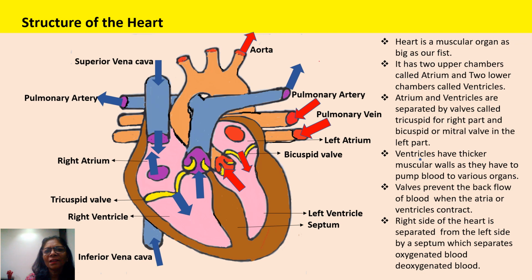Heart, as we draw symbolically like this, is very different from this. You can see here it is so complicated. Heart is a muscular organ which is made up of muscles. The size is approximately the size of a fist. Heart has four chambers. The upper chambers are known as right atrium and the left atrium. The lower chambers are known as right ventricle and the left ventricle. Heart is tilted slightly towards the left side of our chest.